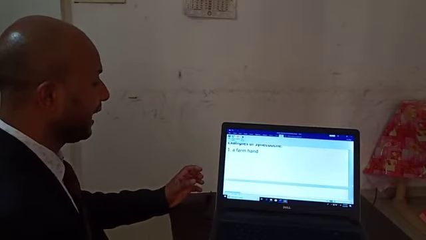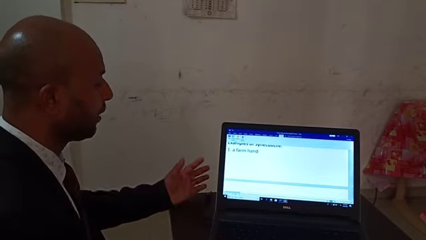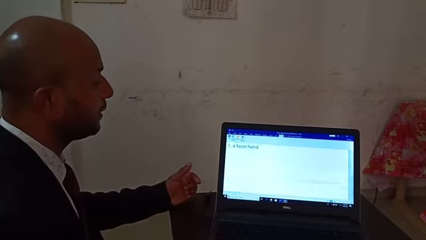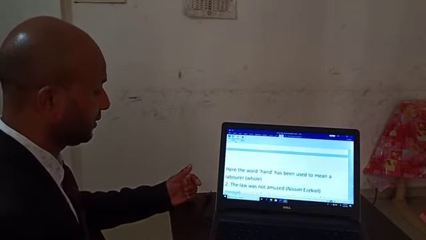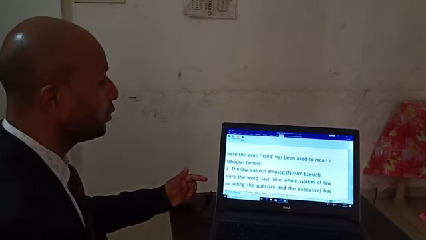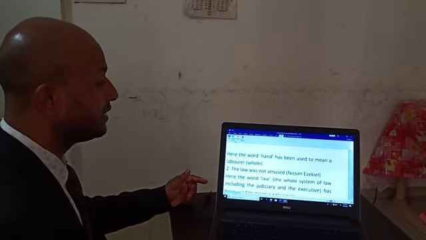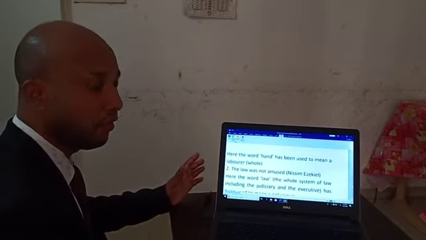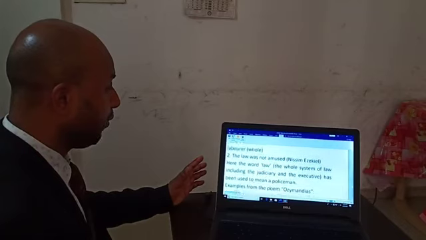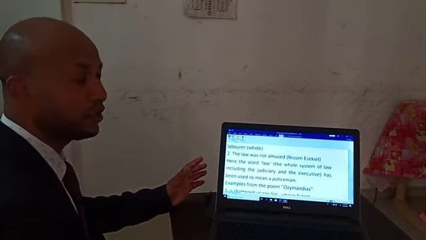Hand has another meaning, like hand is what we do with our hand. But here hand means the laborer, the workers. It is referred to the working class. The law was not amused, Nissim Ezekiel. Here the word law refers to the whole system of law, including the judiciary and the executive, and has been used to mean a policeman.